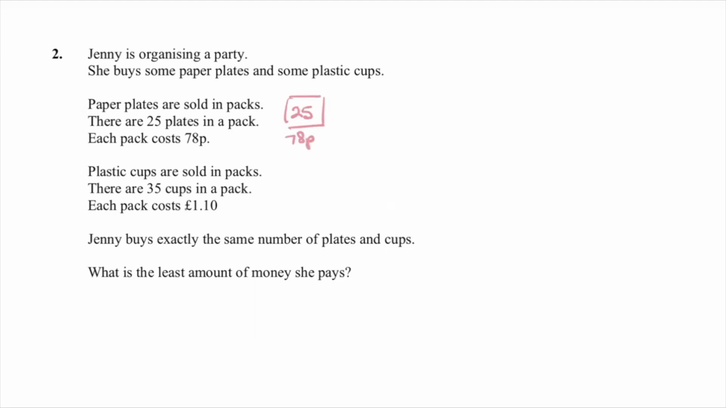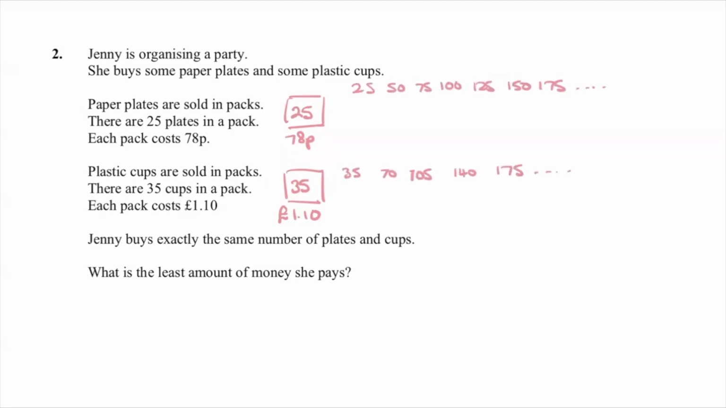And I'm going to do the same for the plastic cups. So we've got 35 in a pack and they cost £1.10. And I'm already clocking that I've got different units here and I will need to be mindful of that, I'm sure, at some point. Jenny wants to buy exactly the same number of plates and cups, exactly the same. So I need to be considering the multiples of 25 and 35. Now, it is a calculator paper. I can use my calculator to help. I can just list them out. That's another way of doing it. But I need to find that lowest common multiple.